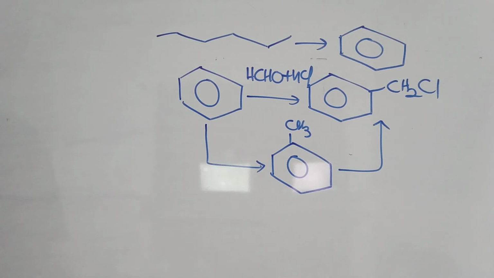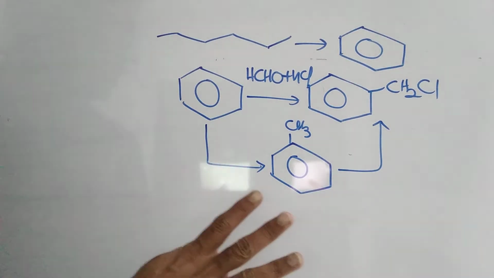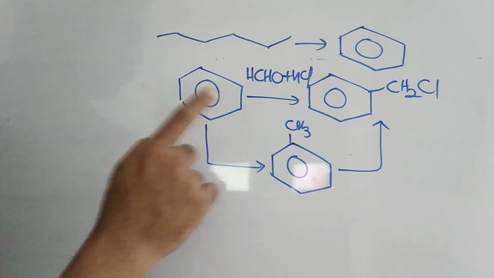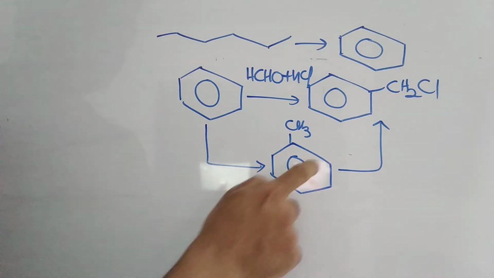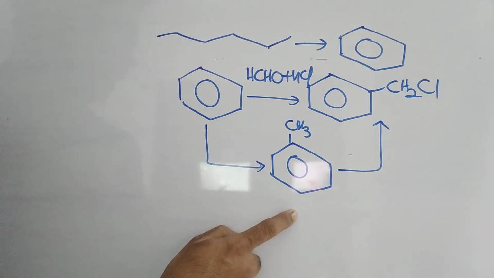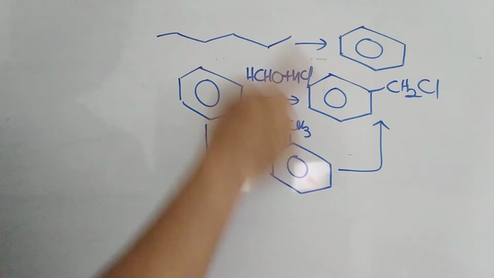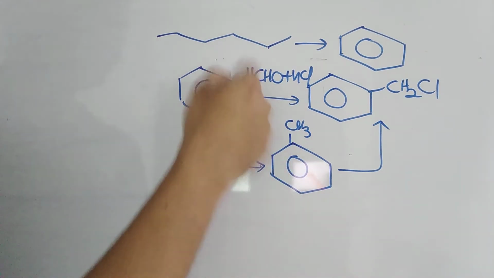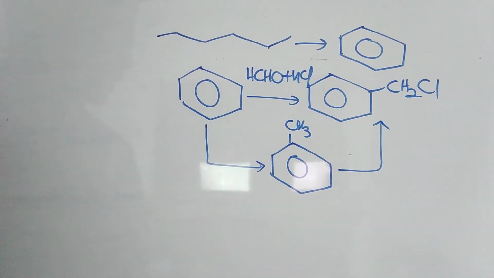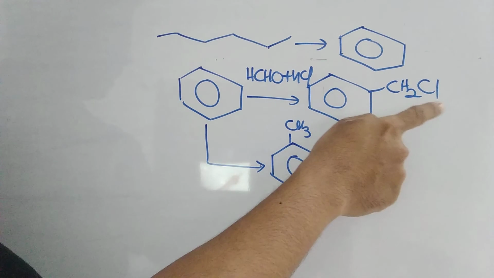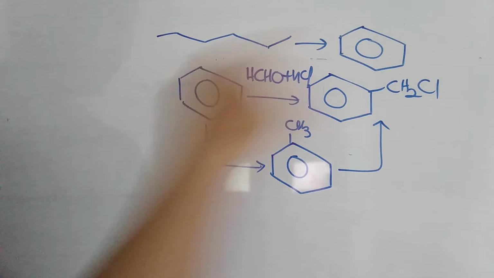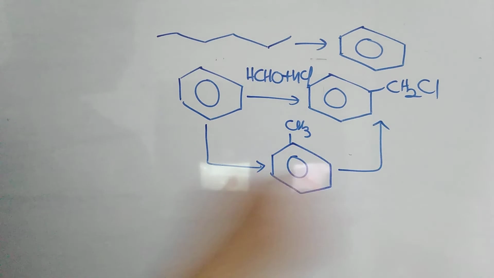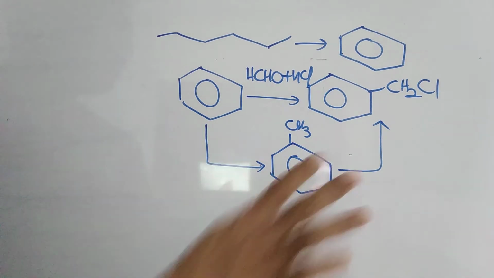No. When you are using chlorine in the presence of AlCl3, then it will come here. But when you are using AlCl3, you are going to get a carbocation, CH2 plus Cl. The carbocation will be here and that is going to be directly added. Okay, now in this reaction, we should not use chlorine.